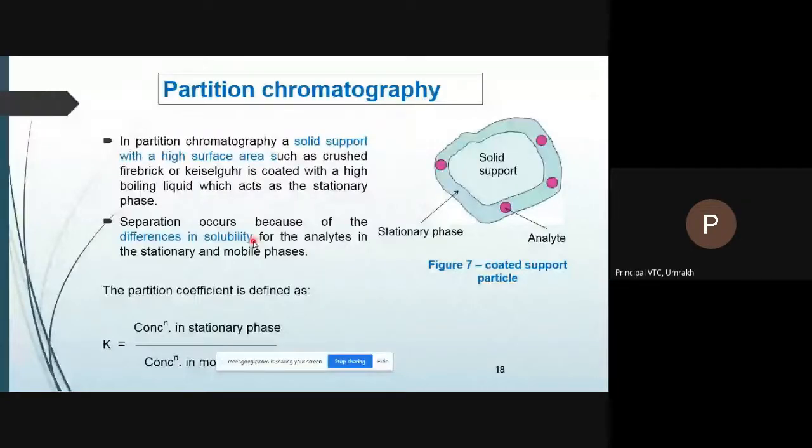Now, the partition coefficient can be defined as the concentration of the analyte in the stationary phase divided by the concentration in the mobile phase. So according to that, your analyte is separated in partition chromatography.